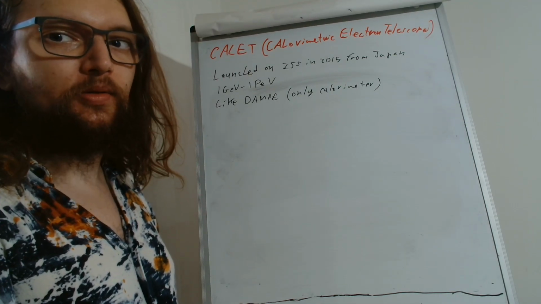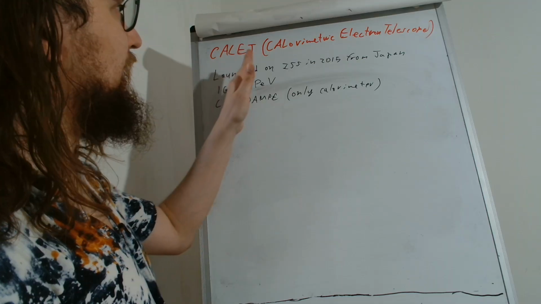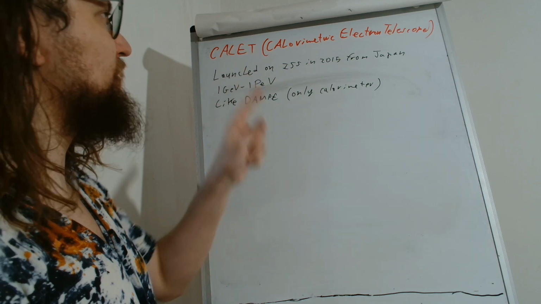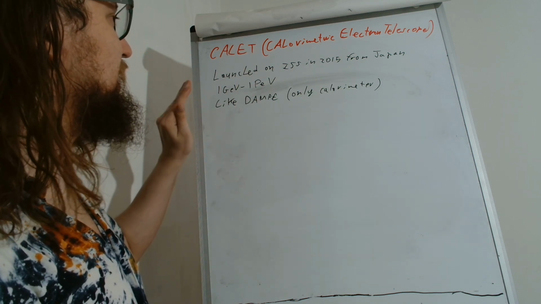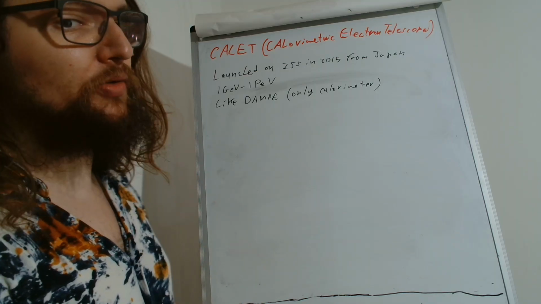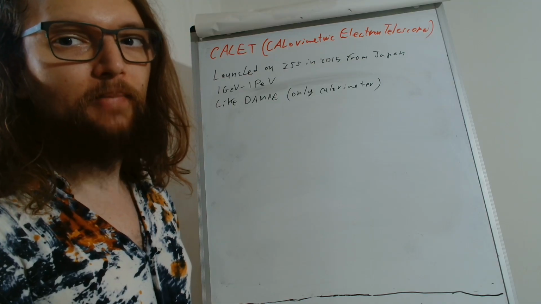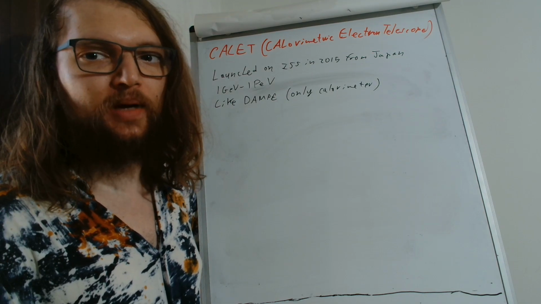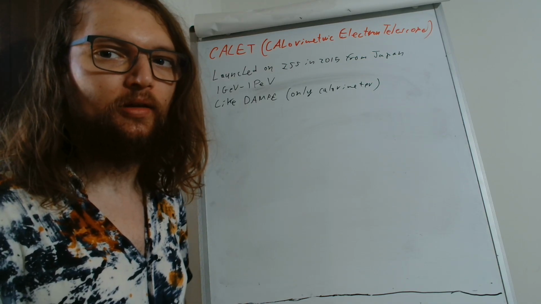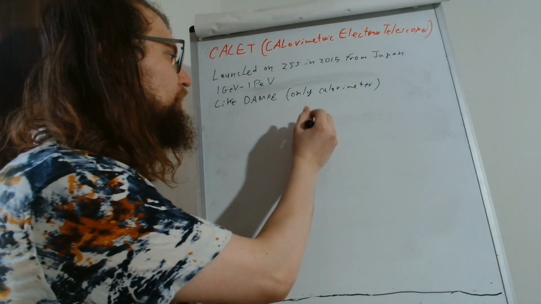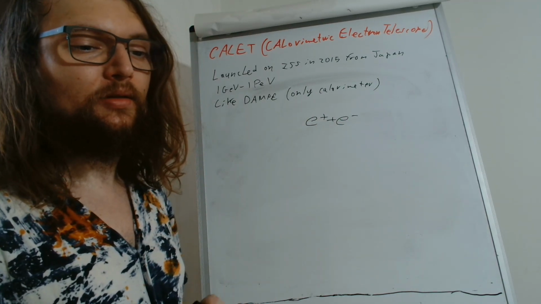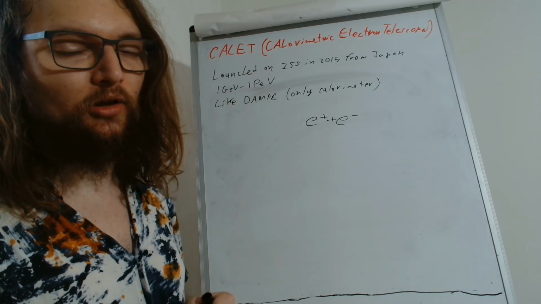Another important detector on the International Space Station is CALET, the Calorimetric Electron Telescope. It was launched on the International Space Station in 2015 from Japan. It can detect energies between 1 GeV and 1 PeV, and like DAMPE, it is only a calorimeter, so it cannot distinguish between matter and antimatter. Unlike magnetic spectrometers, calorimeters cannot separate the positron flux from the electron flux. They can only measure the positron plus electron flux, but they can measure it at higher energy than magnetic spectrometers.